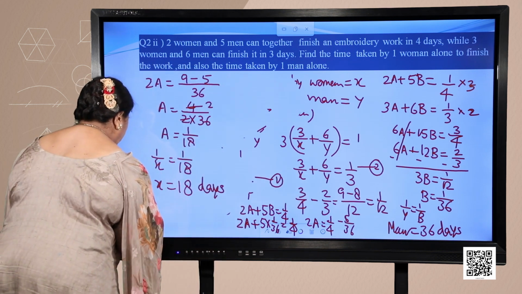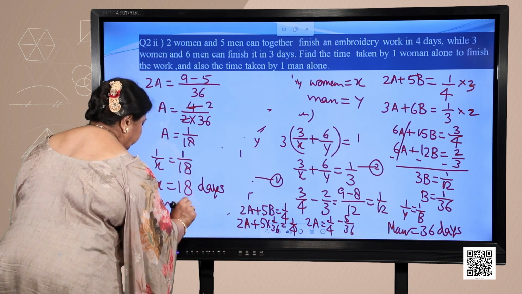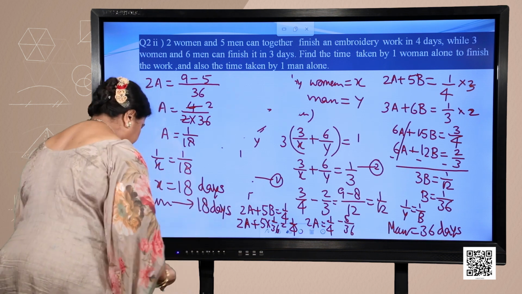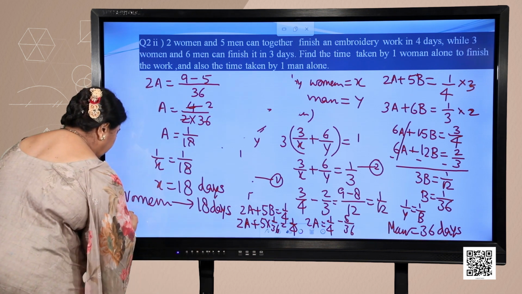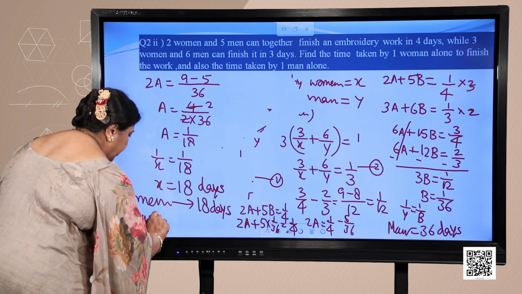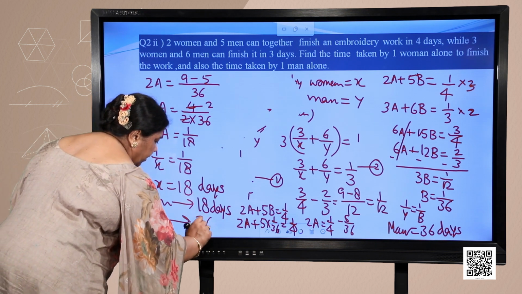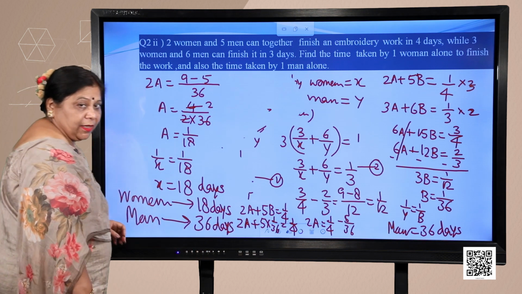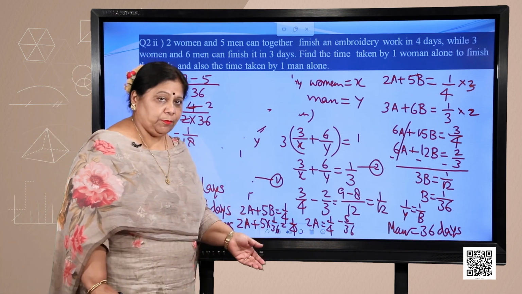So, women can finish the work in 18 days when they are working on their own, and men alone can finish the work in 36 days. I hope it is clear. Now, let us do the next part.